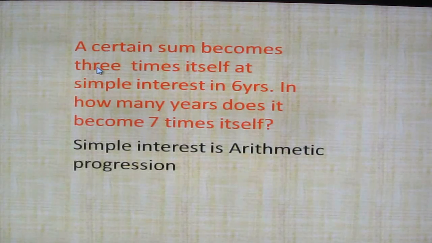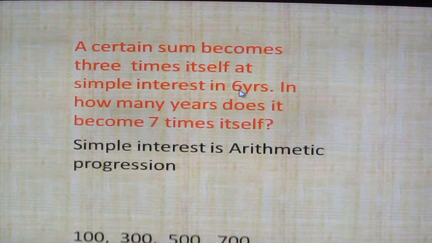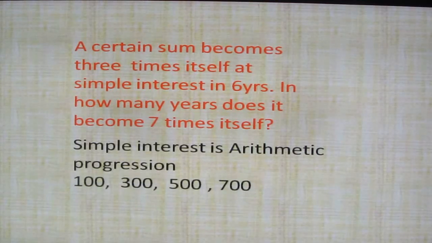So what is the interest I have gained? 200. So 200, to get the interest of 200, I have to wait for how many years? 6 years. So interest will be same every year in simple interest. So 100 to 300, 300 to 500, 500 to 700, because this interest is same every year.